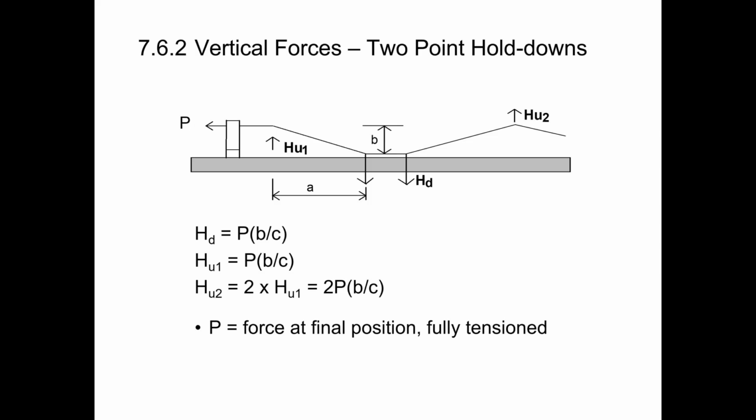Okay, let's look at hold up number two. Hold up number two is a little bit different than hold up number one. It's different in that there are two diagonals coming in to hold up number two. All right, so what that means is that we have a vertical force associated with each of those diagonals. So the force at hold up number two is going to be 2 times P times B over C. Okay, we have two diagonals coming into that point, and so the total hold up force there is going to be twice as much, 2 times P times B over C.